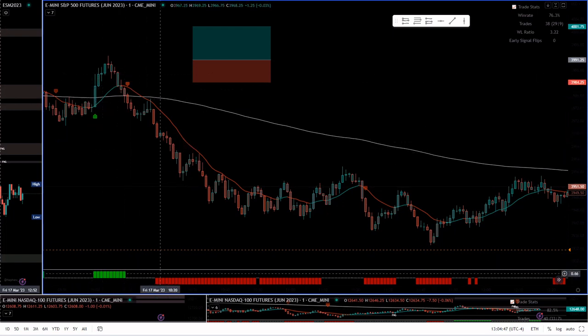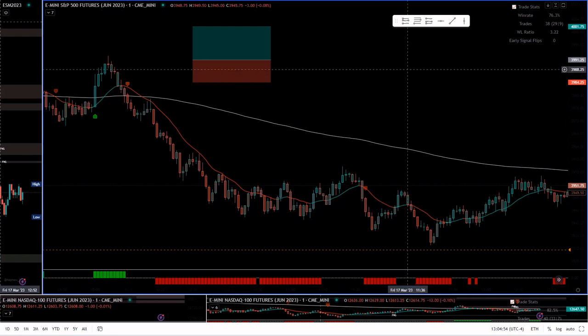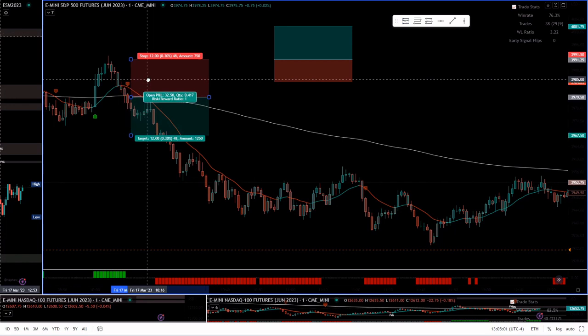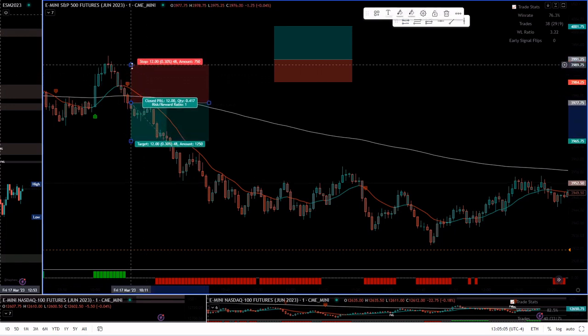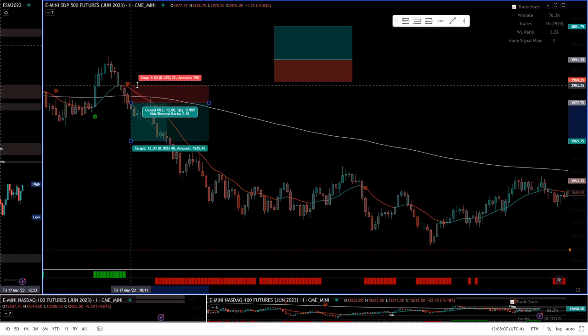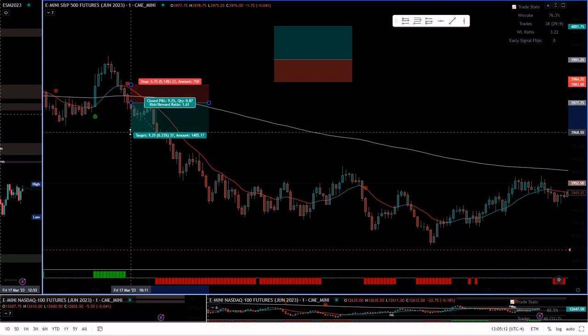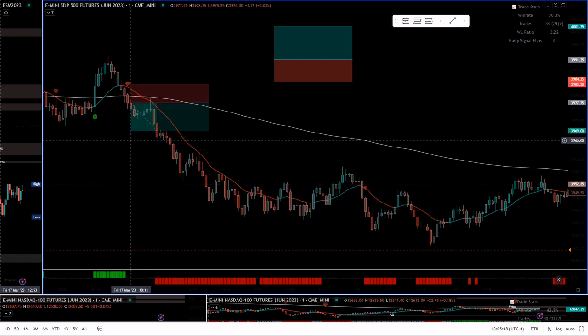This one here I would not enter, did not enter because there was no red here. It would have been a fantastic winner. You could have crushed it here. Let's just say this would have been a good entry. Your entry would have been right there, the open of this candle. Your stop would have been right about there. Your 1.5 risk reward would have been, okay, 1.52. You would have targeted out right here.